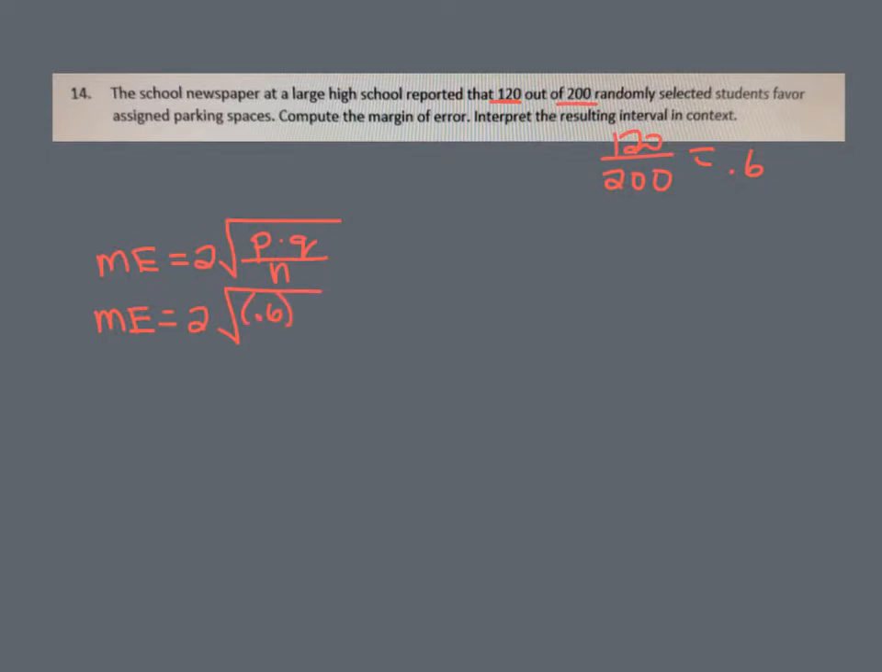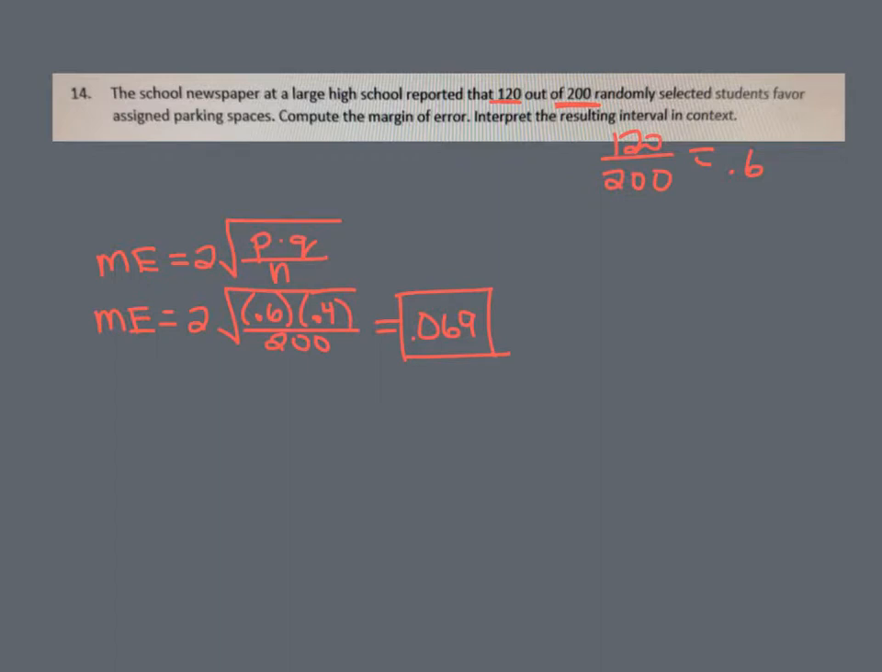Now, q is going to be 1 minus that. So 1 minus 0.6 is 0.4. And we're going to divide that by our sample size, which is right here, the 200. All right, so if you plug that in your calculator, you get about 0.069. So the margin of error is approximately 6.9%. Okay, so I'm going to box that off because that was the first thing they said, compute the margin of error. Then they say to interpret the resulting interval in this context.